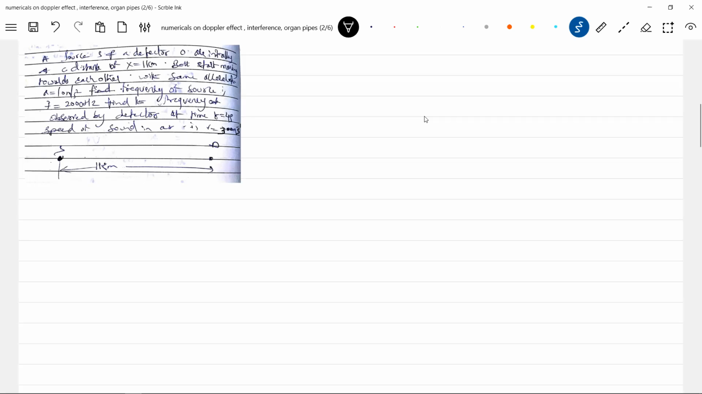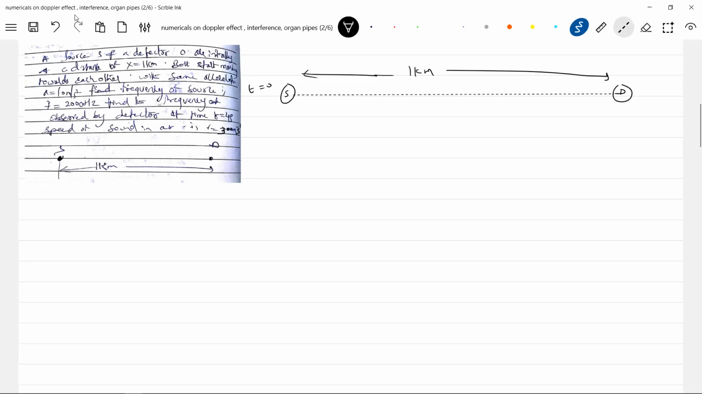So initially, there's a distance. Let me give a better diagram here. This is the source. This is the detector. So initially what happened? They are separated by 1 kilometer at t equal to 0. Both will start accelerating. I'll give 2 minutes time. Try to analyze.